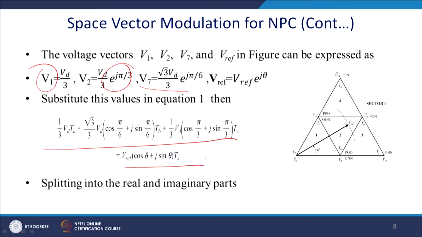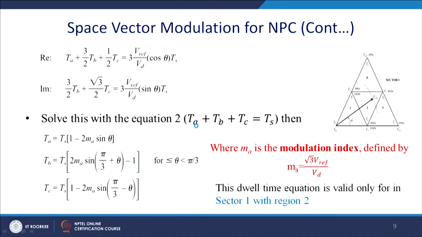Thus we can write this voltage equation balancing. One third Vd for V1, root 3 by 3 Vd for V7, we can split it into the axes in cos and sine. So it becomes this, and one third Vd also in cos and sine. Now you can equate the real part and the imaginary part, and splitting the real and imaginary parts, what you essentially get is this for the real part and this for the imaginary part. Now, we require to solve these equations, along with Ta plus Tb plus Tc equal to Ts.